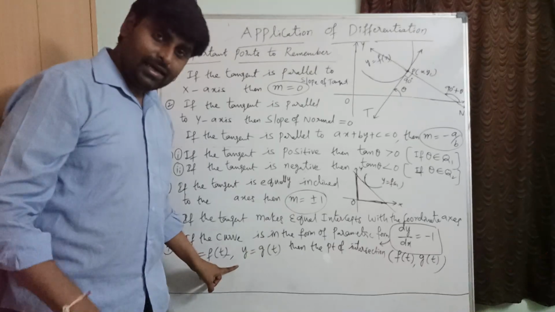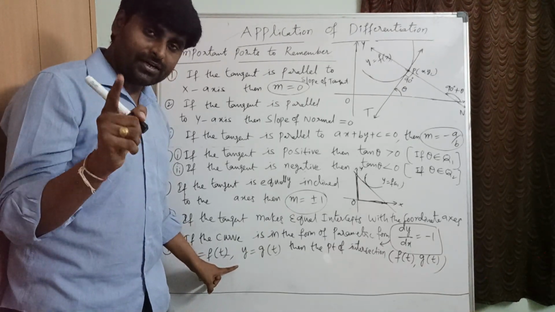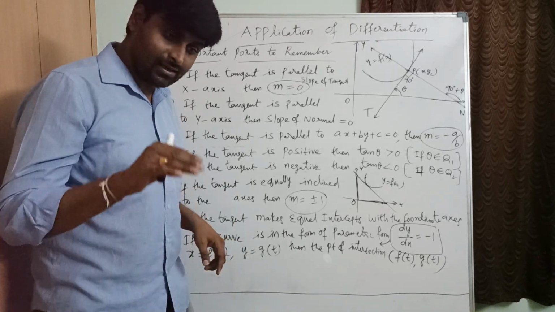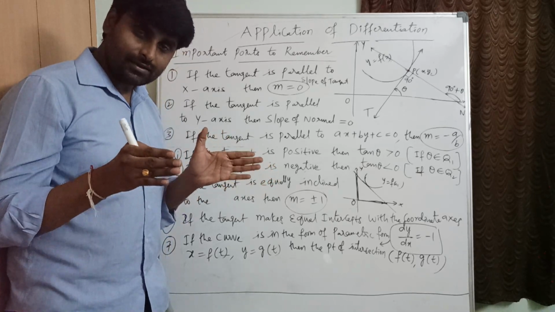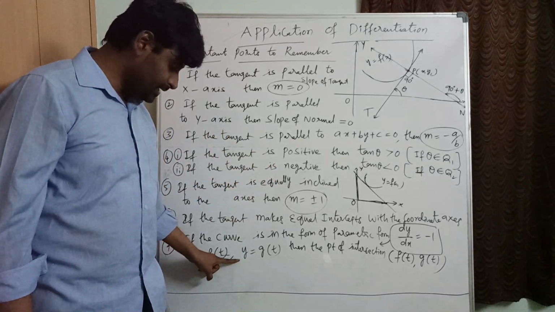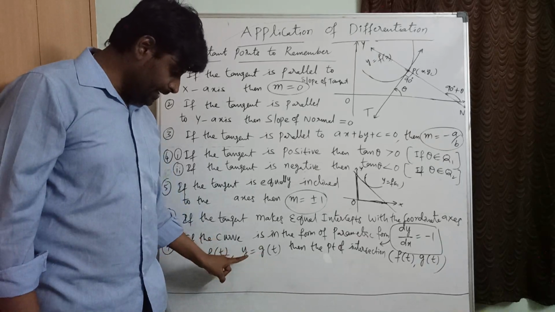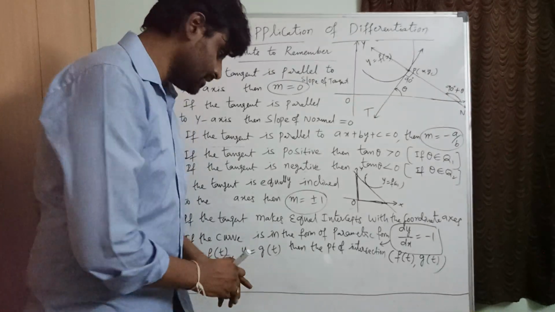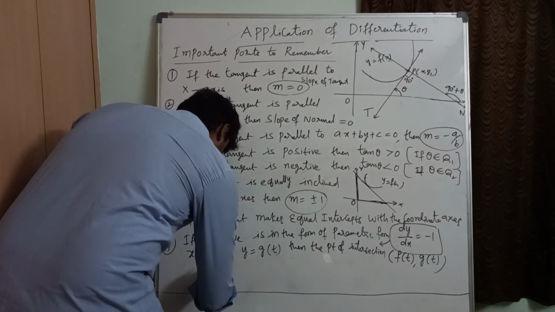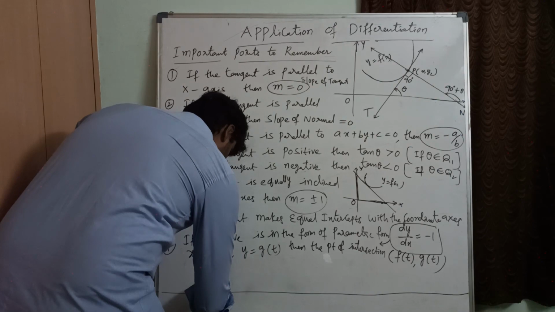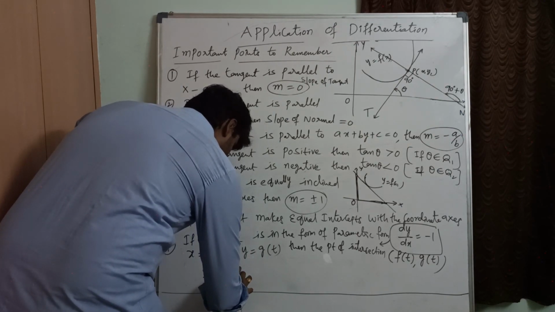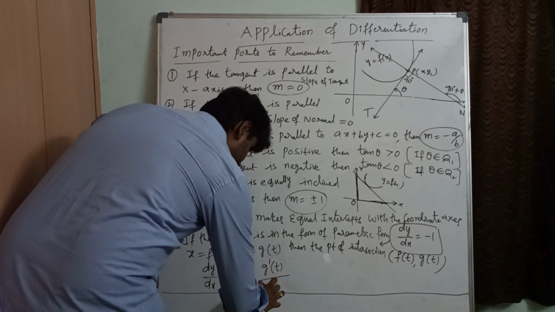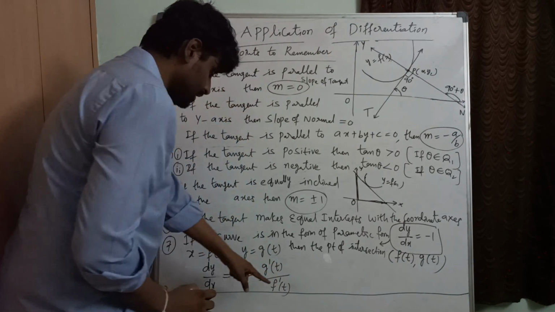Whenever the x value and y value are given in parametric form, how can we find dy by dx? As we have learnt in first year, class 11, dy by dx equals dy by dt divided by dx by dt, meaning the derivative of the second function by the first function. So I can write dy by dx, that is the slope here. What can I write? g dash of t by f dash of t. Correct? So this is the slope.